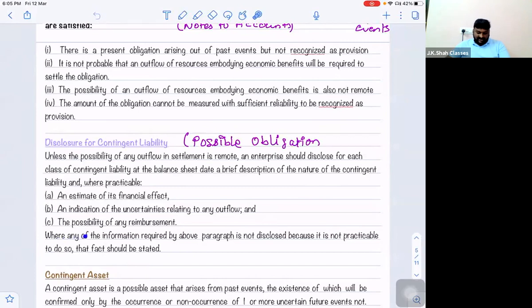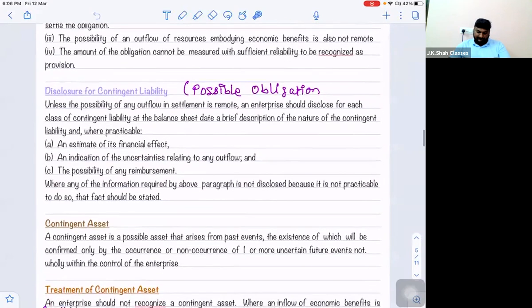Now what they say is, where any of the information required by the above paragraph is not disclosed because it is not practically possible to do so, that fact only should be stated. So the logic is what? A brief description is compulsory. And points A, B, and C, if you are not able to calculate, please ignore them. You can leave them. Correct? It's simple, it's not that difficult.